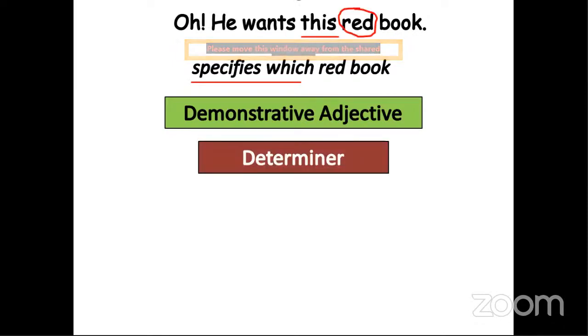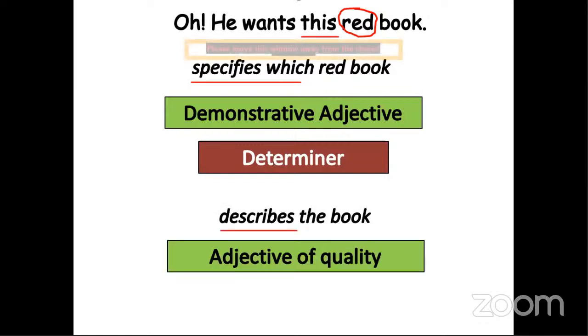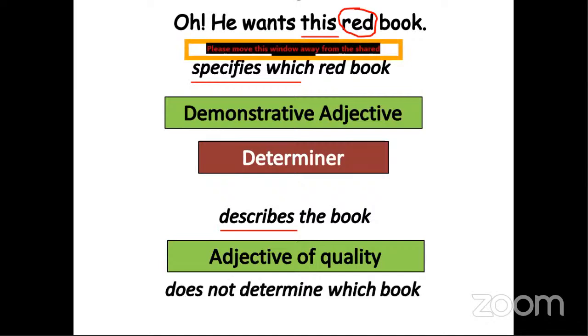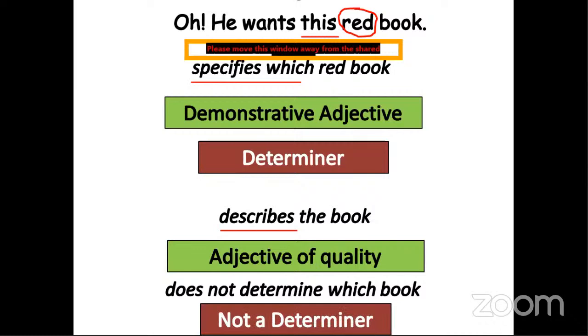Now, what about red book? Now, red is just describing a book. It is an adjective of quality. Is it referring to any particular book? No. Red book does not determine which book. So red is not a determiner. It is just qualifying that book as red.